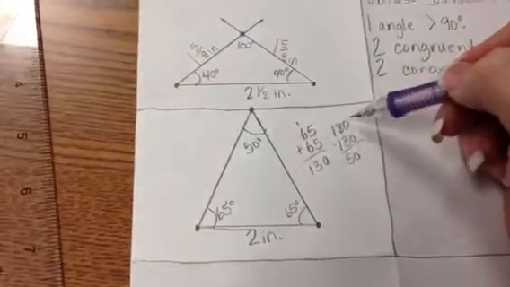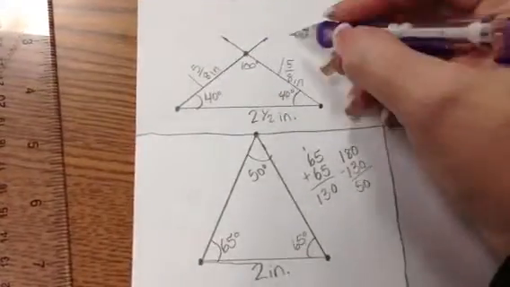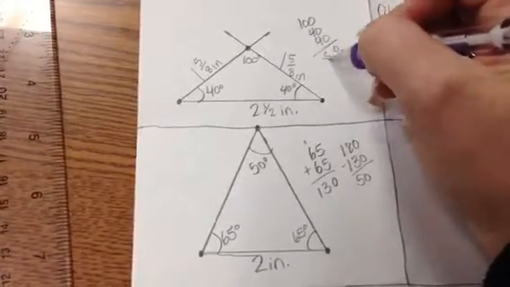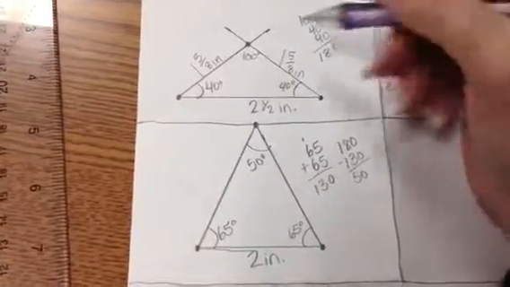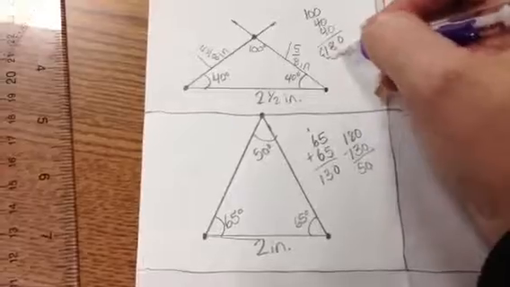Now, if you don't know where I got the 180 from, take a look at 100 plus 40 plus 40. Oh my goodness, it's 180. Add up your other ones on the other side. All three angles within the triangle all equal 180.